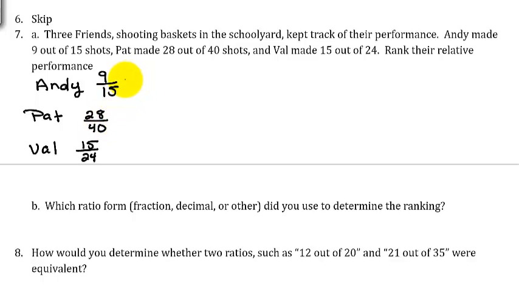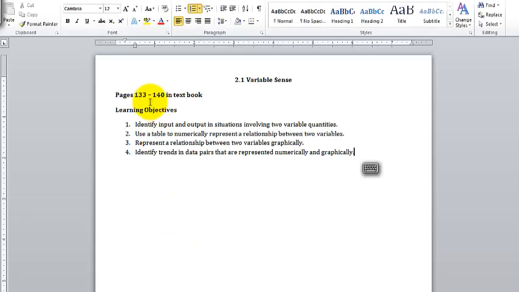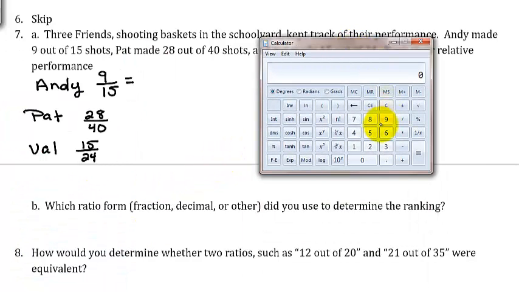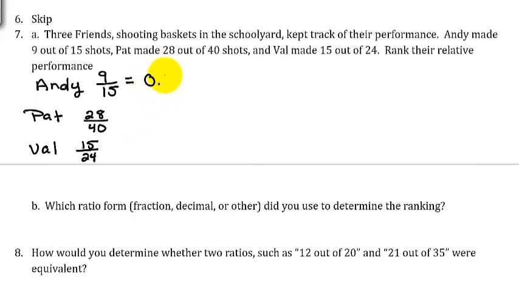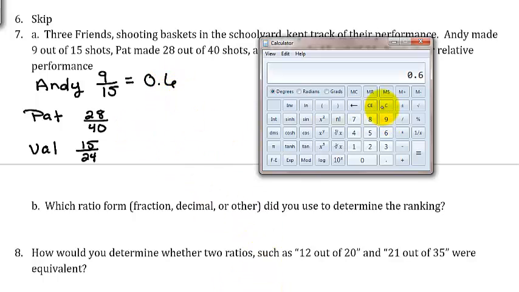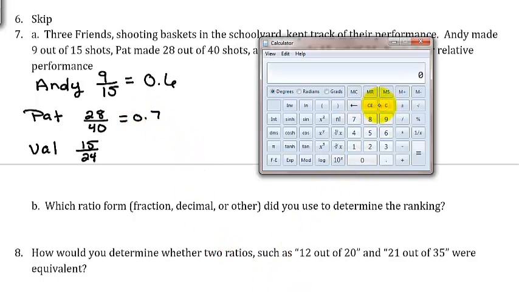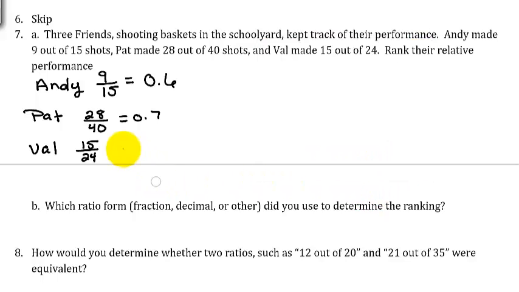The easiest way to do that is just to do the division that's represented by that fraction. I wanted my calculator. Take 9 and divide it by 15. So just take out your calculator and do that calculation. 9 divided by 15, and we get 0.6. And then 28 divided by 40, and that gives us 0.7. And then the last one, take 15 and divide it by 24. And we get 0.625.